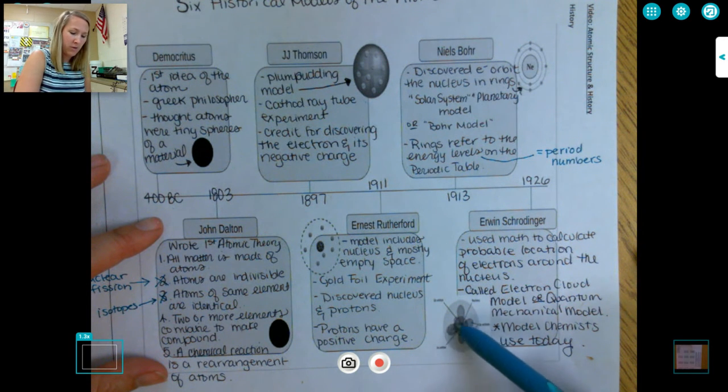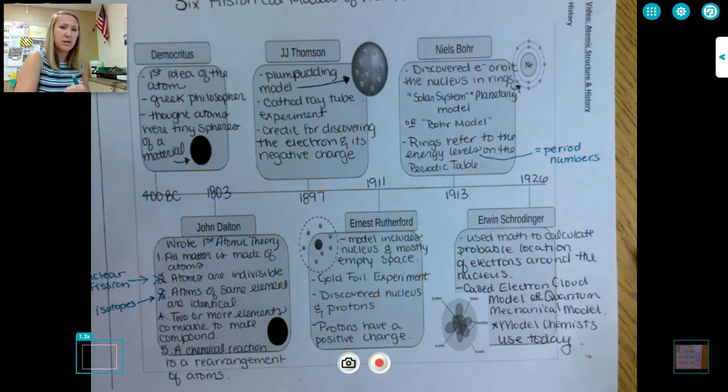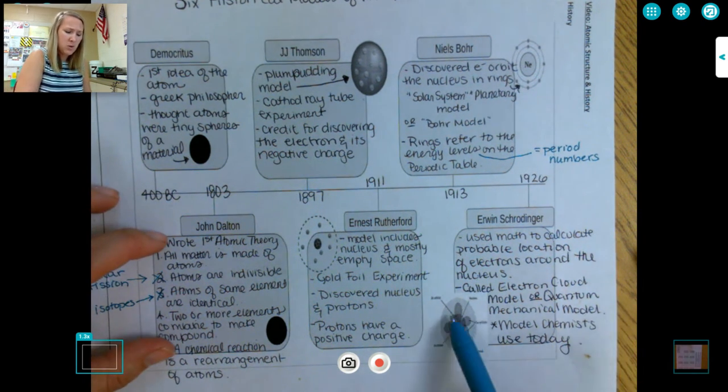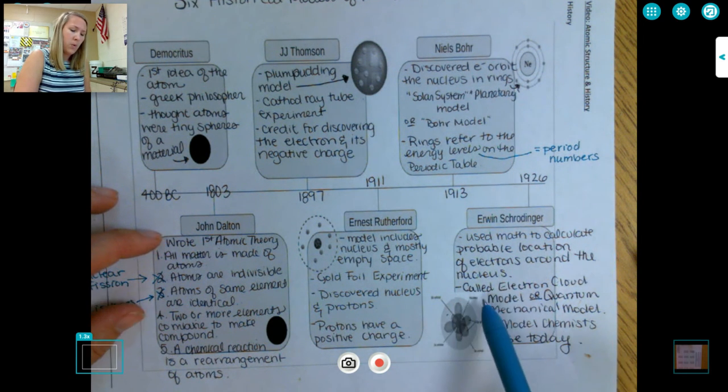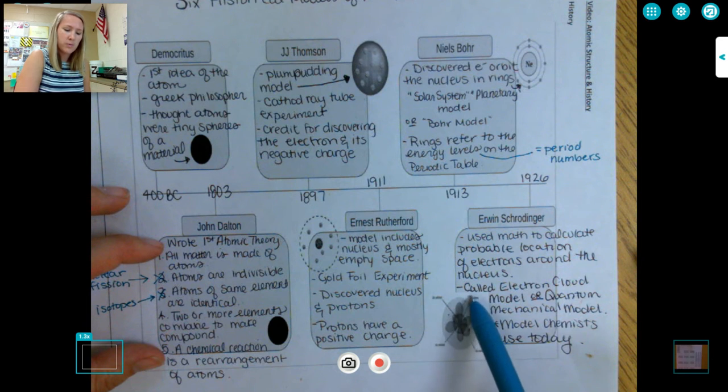So some of them hover kind of around the center. Some of them come out in these little lobes, almost like a flower. And they have certain areas where electrons like to be. But then there's also areas of our atom that electrons don't like to be. And so because they kind of hang out in these little lobes or clouds, it's called the electron cloud model.